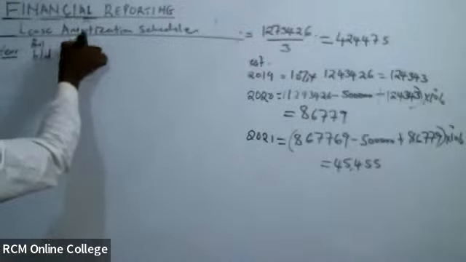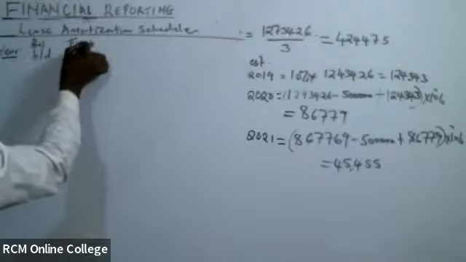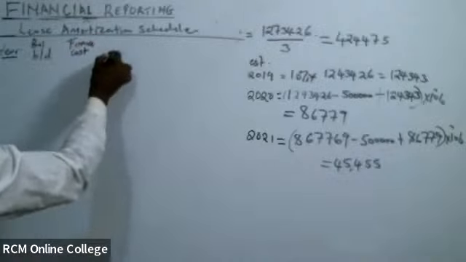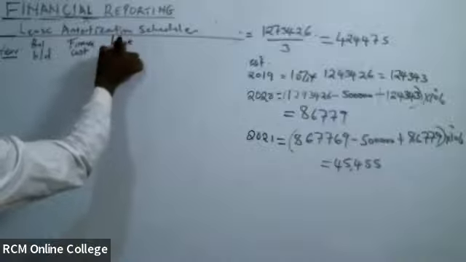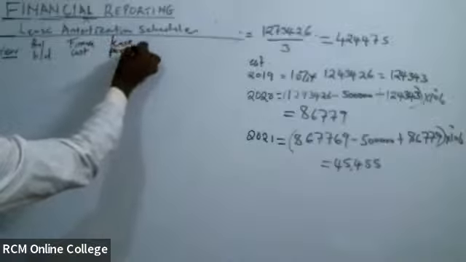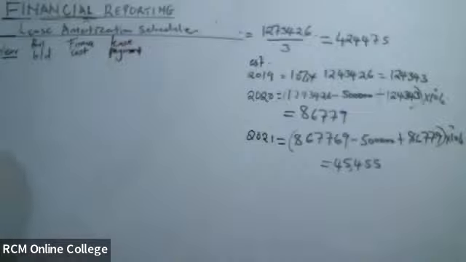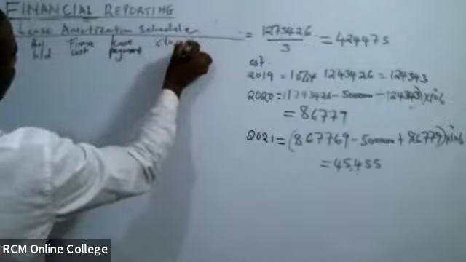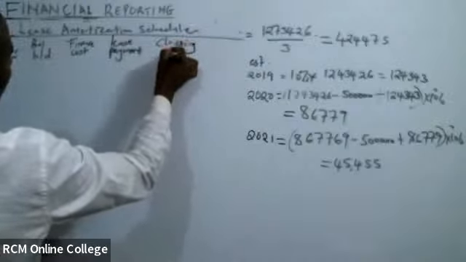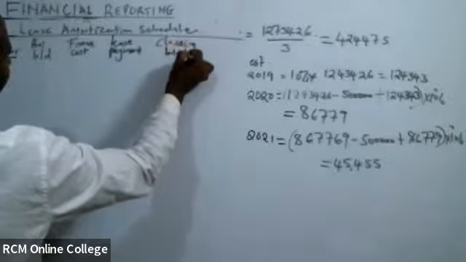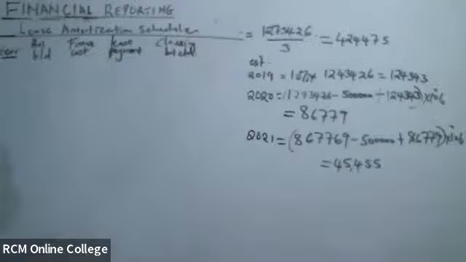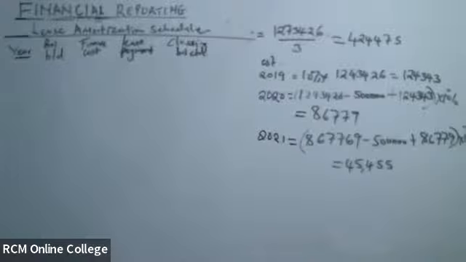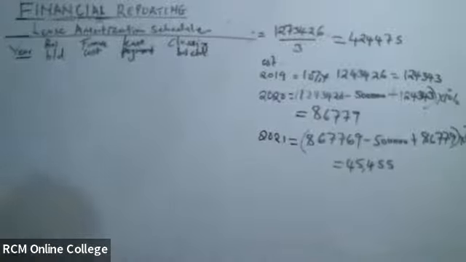Then finance cost, which is the same as interest, lease payment, then closing balance carried down. Good.